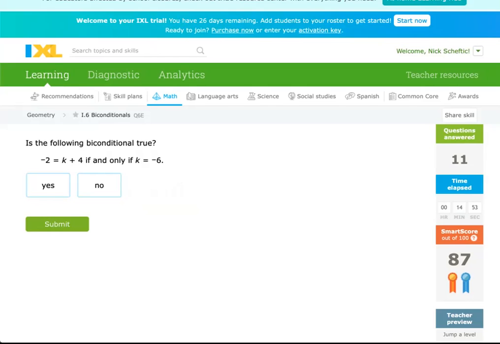Okay, is the following biconditional true: -2 equals k plus 4 if and only if k is -6? So let me write that out so we can see it. -2 equals k plus 4. If I plug this in, -6 plus 4, that'd be -2 equals -2. So that should be correct.